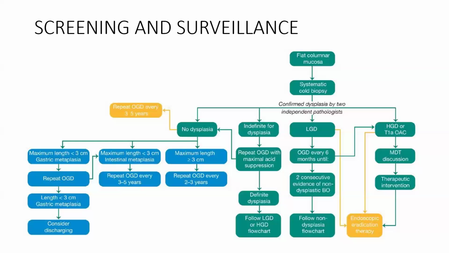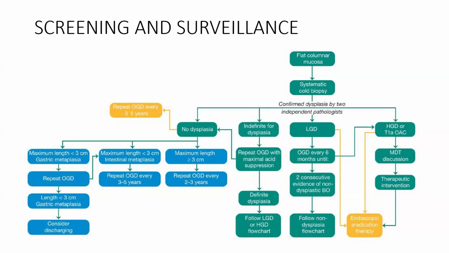And the surveillance protocol differs for the level of dysplasia. In the no dysplasia condition, an endoscopy is recommended every 5 years if the Barrett mucosa is less than 3 centimeters long, and if the segment is at least 3 centimeters long, it is recommended every 3 years.